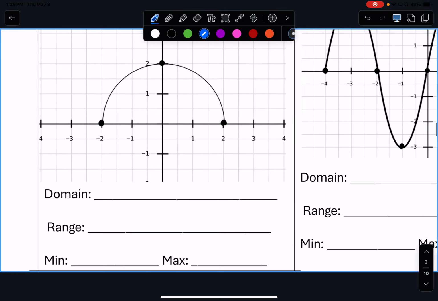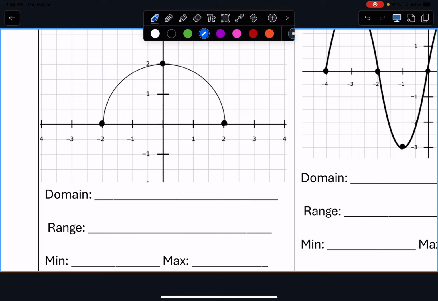All right. So for this one here, what is our domain? -2, 2. Perfect. And they both get brackets. Our range is going to go from 0 to 2. Okay. This graph starts here, but it only goes up to there. Oh, yeah, that's right. So what's the minimum y value we got? 0. What's the maximum y value? 2.